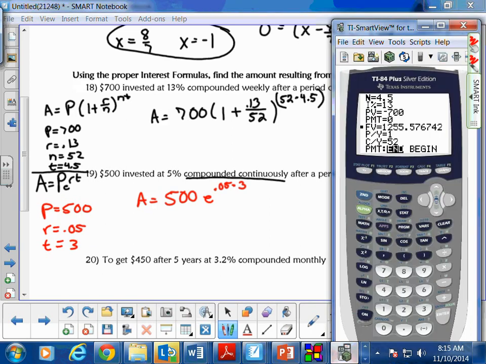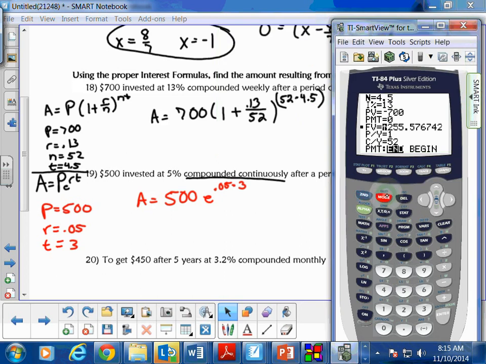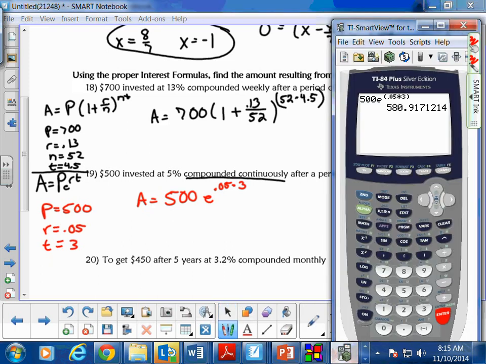So with this one, let me get out of this mode and type all that in. 500. Now remember the E is above the natural log, so you have to hit second natural log and type in 0.05 times 3, and there's your amount. In this case my value is 580, so A is equal to $580 with 92 cents. Okay, good.